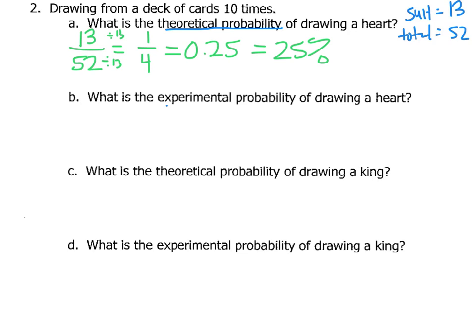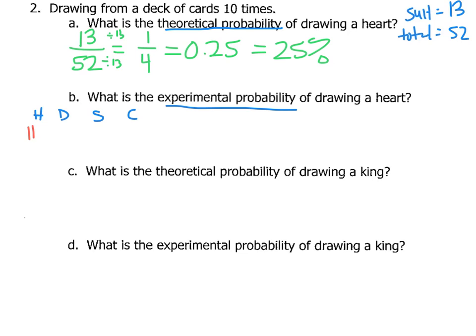For experimental probability, it's what actually happens, okay? So what I'm going to do is keep track of, I'm going to write hearts, diamonds, spades, and clubs. And I have a deck of cards here. Again, you're not going to be able to see it, but I'm going to draw 10 cards and see what I get. So the first card, I got a heart.